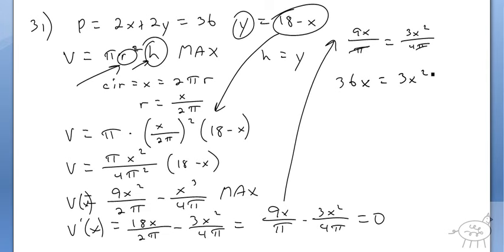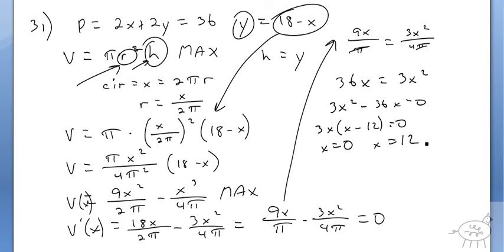I guess I could have factored earlier because that doesn't really matter. 3x squared minus 36x equals 0. So 3x times x minus 12 equals 0. So x equals 0 and x equals 12. x can't be 0 because if x is 0, it doesn't make sense. You have a 0 value for a measurement. So that's out of there, and 12 is my number.